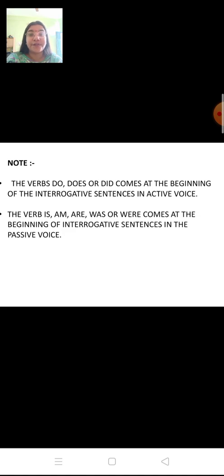Here is a note for interrogative sentences. If a question is being asked and you want to change that into passive voice, how will you change it? The verbs do, does, or did come at the beginning of the interrogative sentence in active voice. But in passive voice, the verb is, am, are, was, or were comes at the beginning of the interrogative sentence. This was about interrogative sentences.